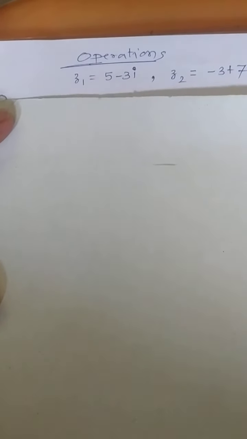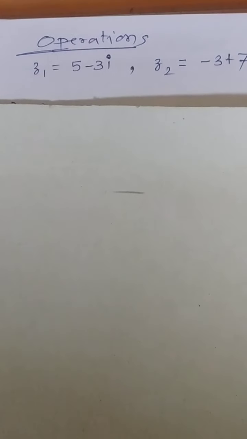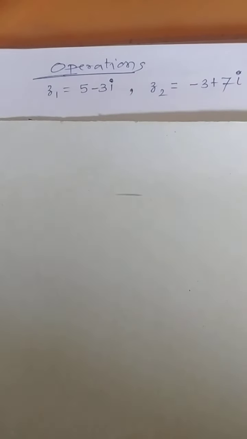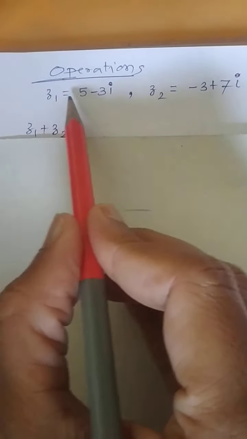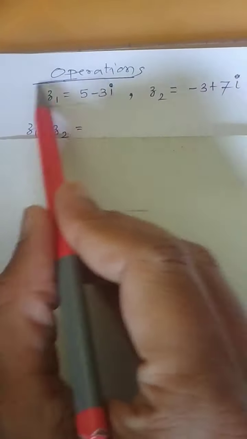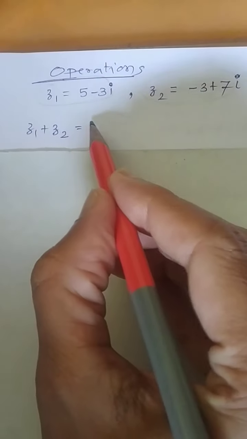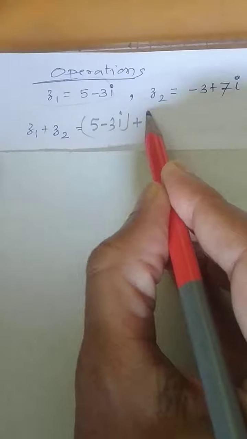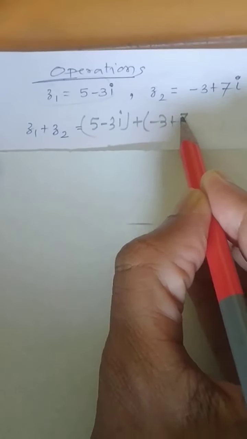Let us look at these two complex numbers. One is 5 minus 3i. The other one is nothing but minus 3 plus 7i. I am sharing all four basic operations with these two terms only. Now addition. 5 minus 3i, then plus sign, minus 3 plus 7i.